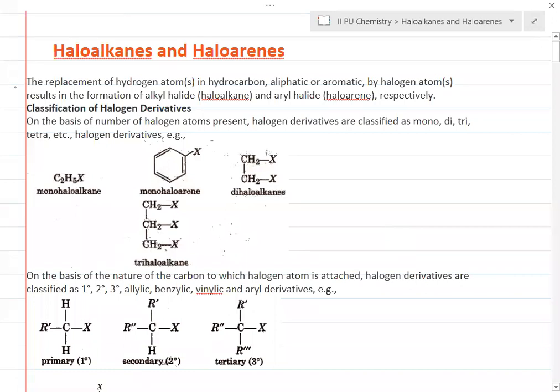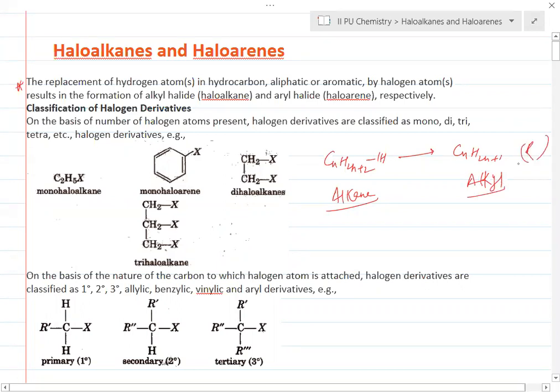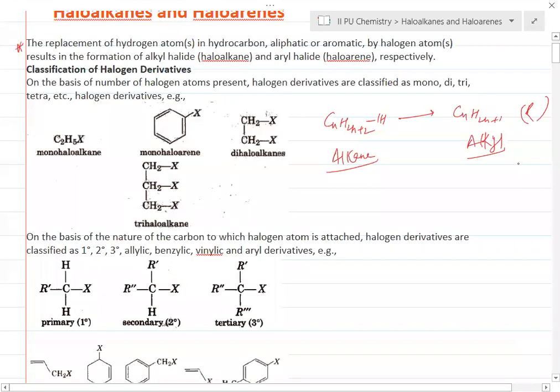As I told you, whenever an alkane is there, what is it? CnH2n+2. When it loses one hydrogen, it becomes CnH2n+1. This is an alkane; after losing one hydrogen, it becomes an alkyl group. The alkyl group is generally represented as R. So in these examples you can see monohaloalkanes. If one halogen is there, it is a monohaloalkane.